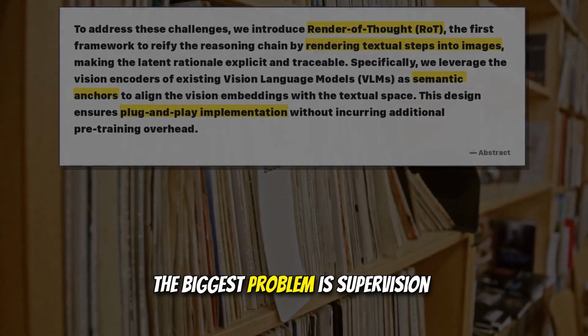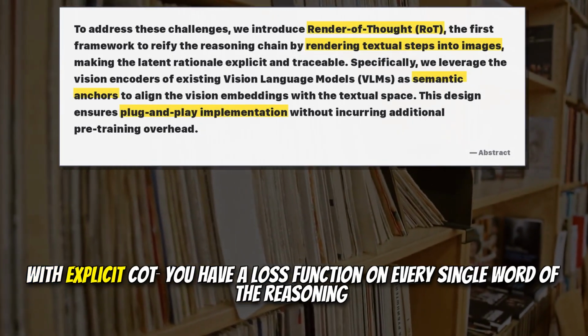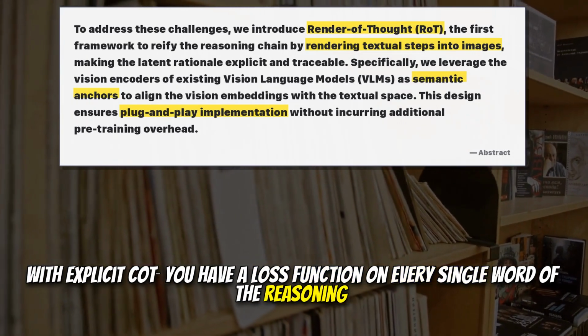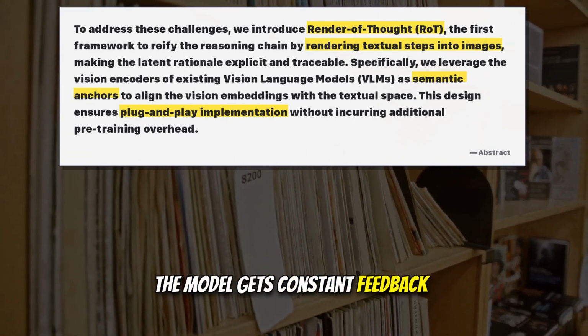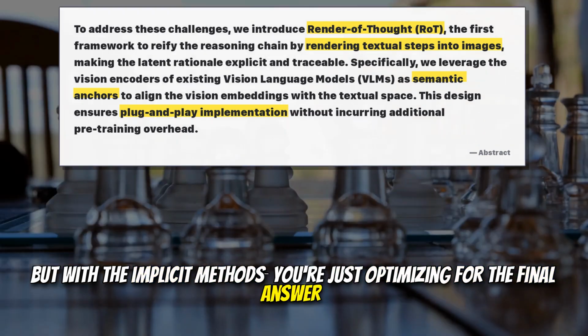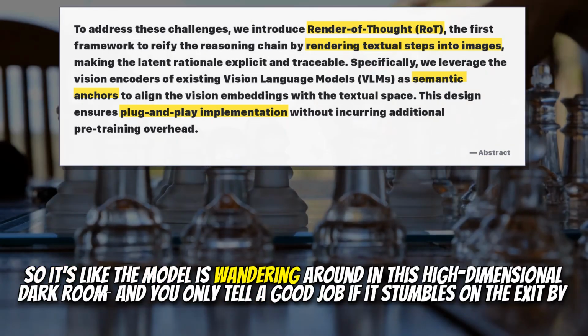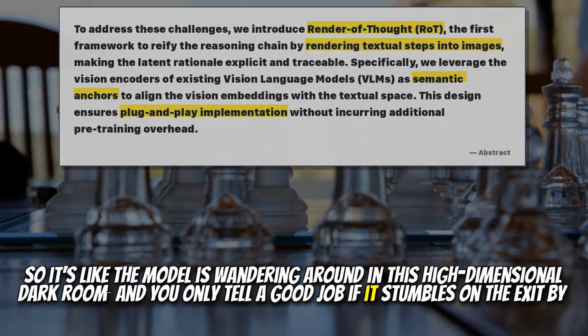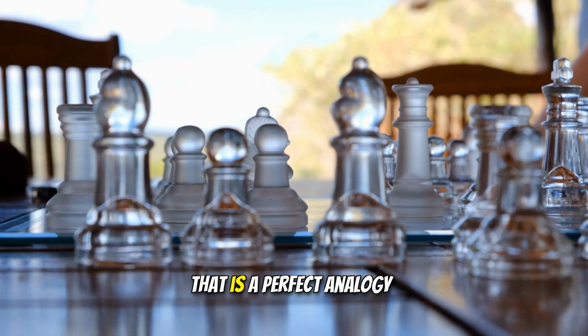The biggest problem is supervision. With explicit CoT, you have a loss function on every single word of the reasoning. The model gets constant feedback. But with the implicit methods, you're just optimizing for the final answer. That's it. So it's like the model is wandering around in this high-dimensional dark room, and you only tell it good job if it stumbles on the exit by accident. That is a perfect analogy.